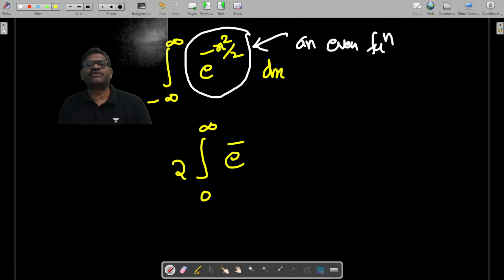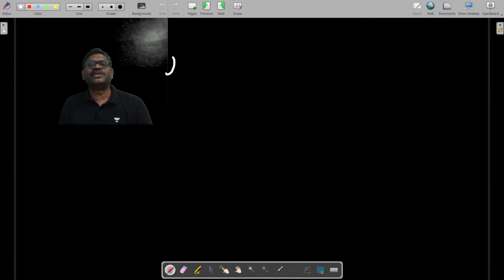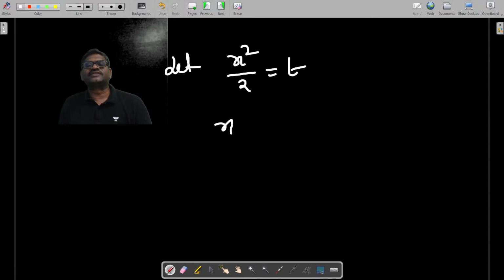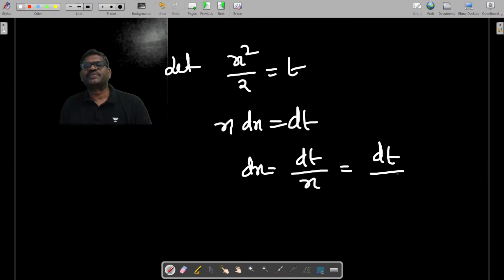So it is 2 times integral 0 to infinity of e power minus x square by 2 dx. Let us take x square by 2 is t. x dx is dt, so dx is dt by x, that is dt by root 2 into root t.